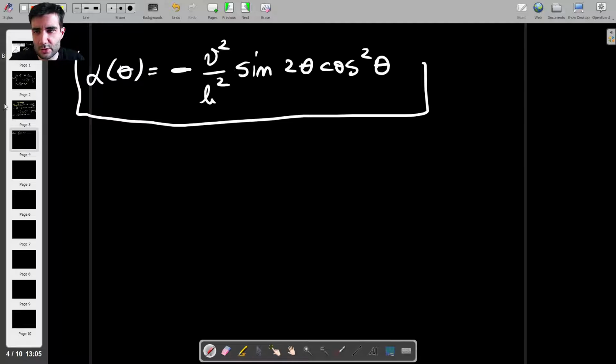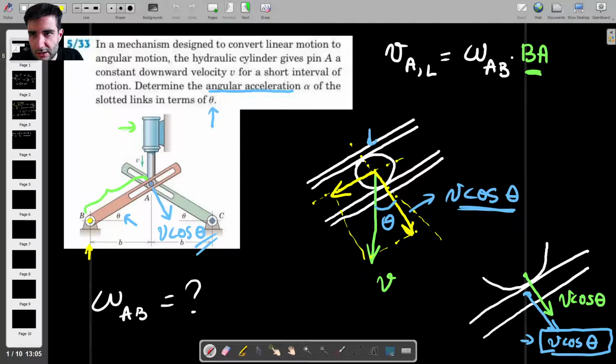So if we were to draw everything here, not in terms of the vectors, but in terms of the rotations that are occurring, we would have an angular velocity like this. So that would be my omega AB, right? And the angular acceleration would also be clockwise like this, right? And that's what that minus tells us. And that's the end of the question.